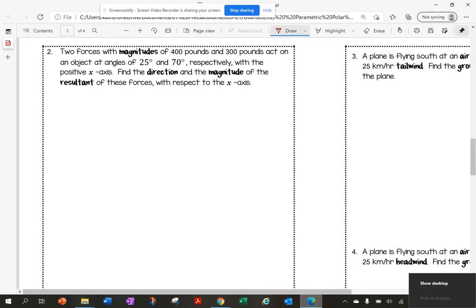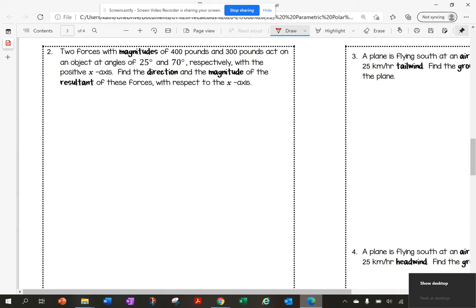Okay, two forces with magnitudes of 400 pounds and 300 pounds act on an object at angles of 25 degrees and 70 degrees respectively, with the positive x-axis. Find the direction and magnitude of the resultant of these forces with respect to the x-axis.